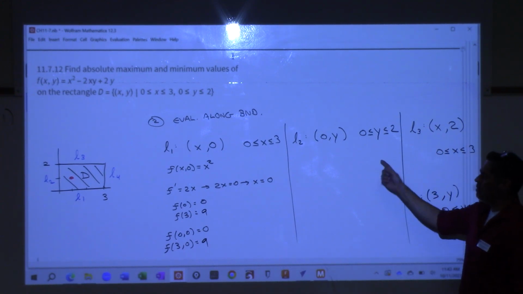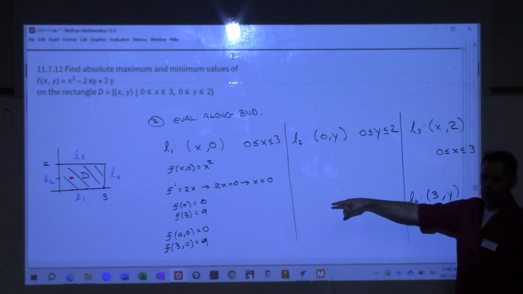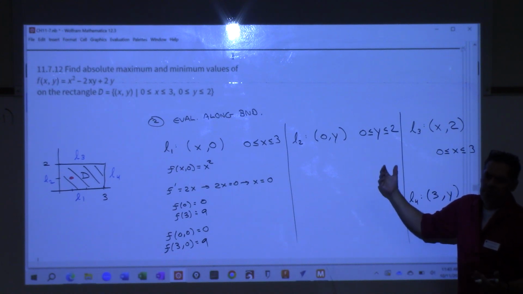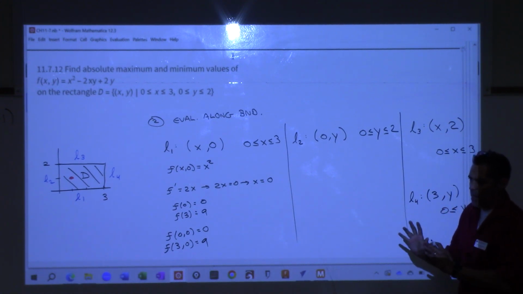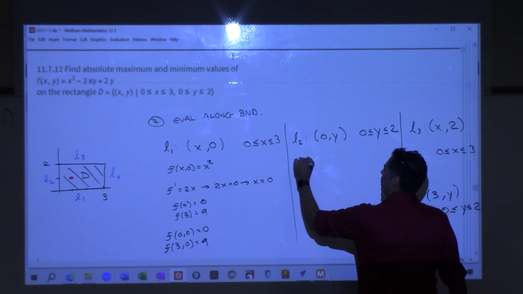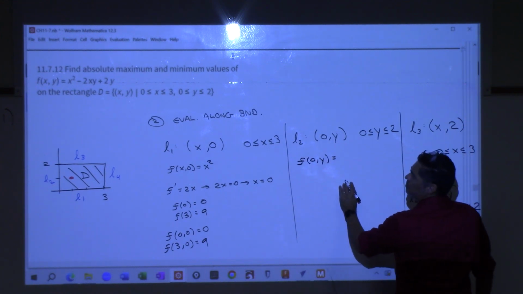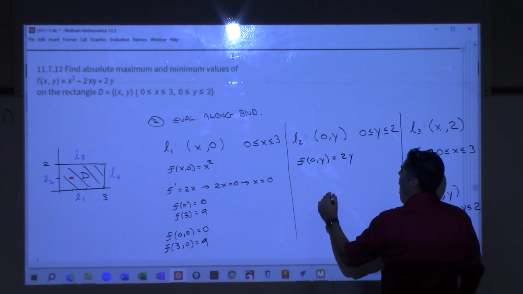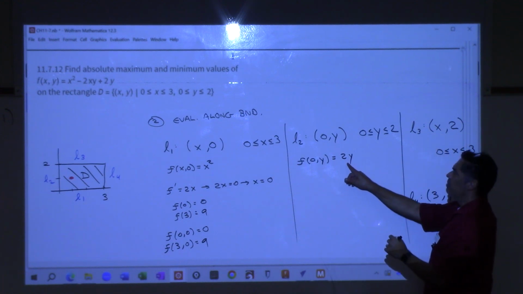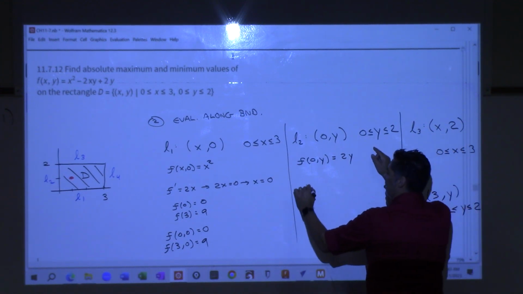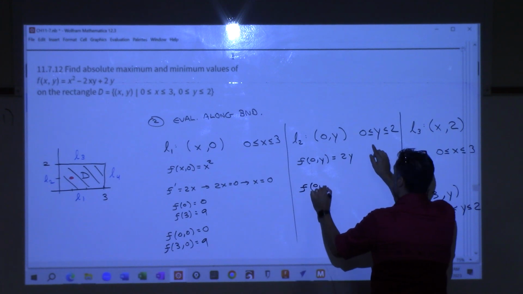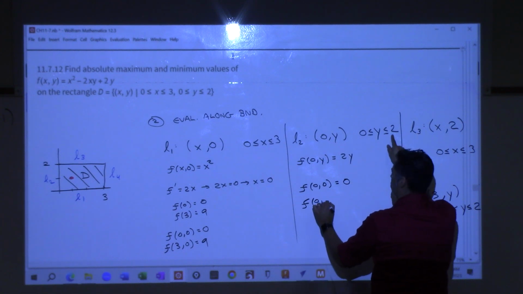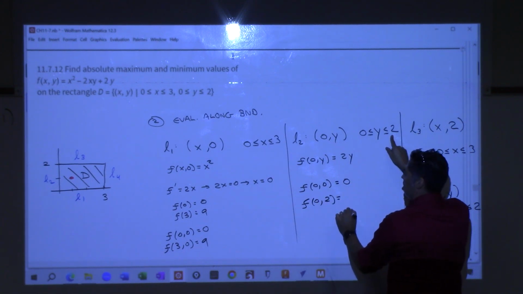So did you all have any trouble with the first part, L1? Anyone question? Here we're just going to have a function of y instead of x. So we still do the same thing, take the derivative and all that. When you plug in 0 for x, you just get 2y, it's linear. So you just evaluate the two endpoints. You don't even need a derivative. Just 0, and when you do 0, 2, you get 4.